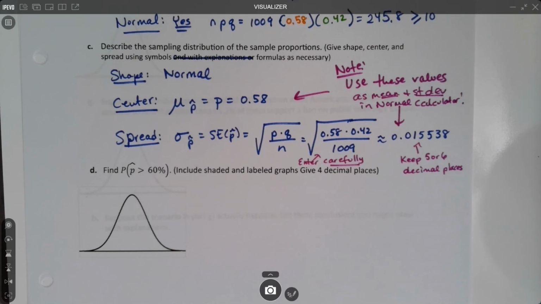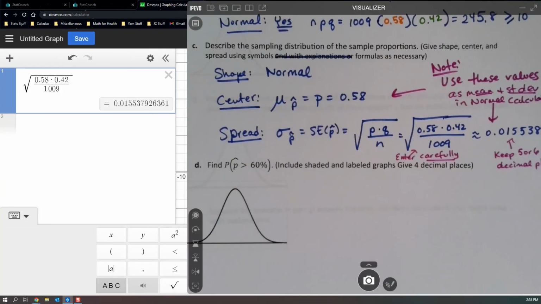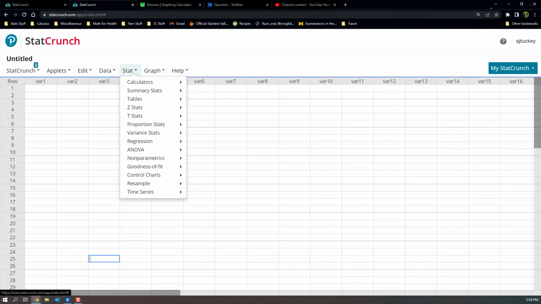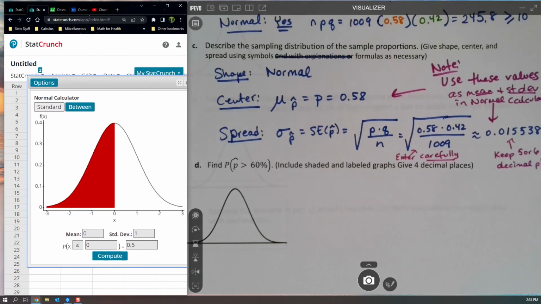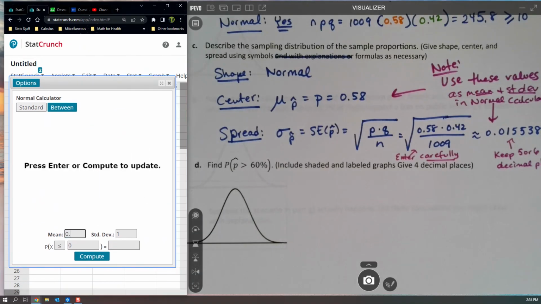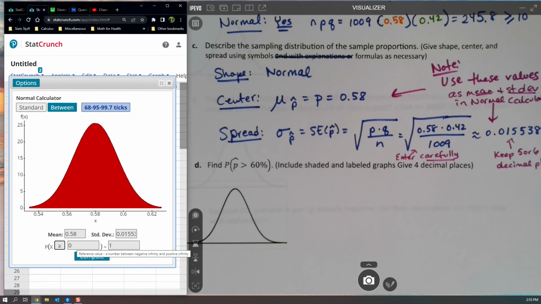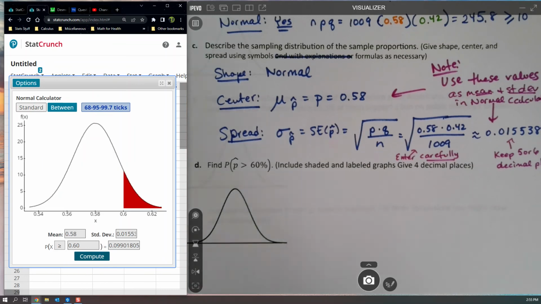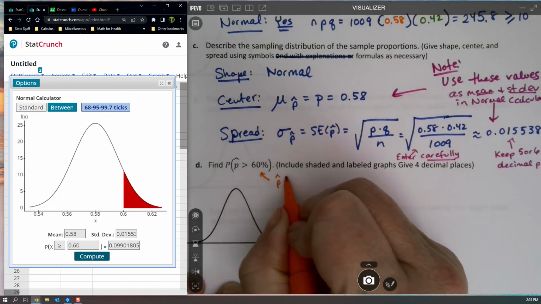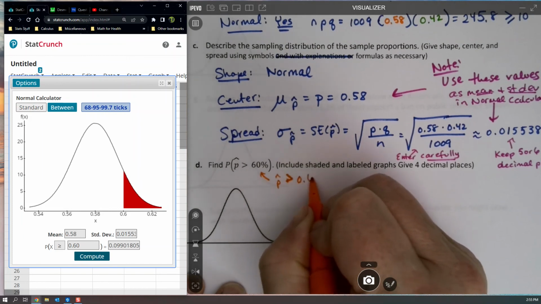And I'm going to again make this smaller so we can kind of see both things side by side here. All right, so StatCrunch right here. I'm going to go to Stat, Calculators, Normal. Let me move this over. All right, so the mean is 0.58. The standard deviation is 0.015538. Again, you want to keep 5 or 6 decimal places to keep your accuracy up. And they want to do a greater than, so we'll switch to a greater than sign. And then we're going to make this 0.60. So we'll make a little note. That's p hat greater than 0.60.